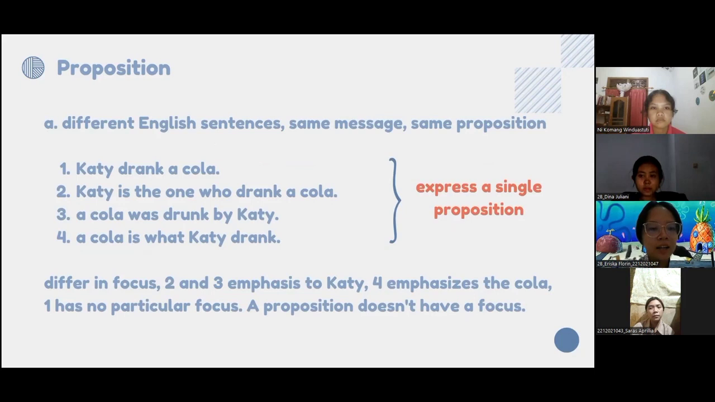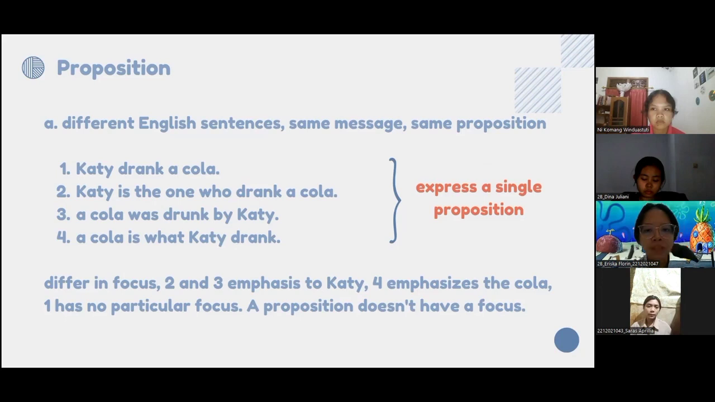Okay. For this next explanation, I have four sentences that convey the same message and express the same proposition. The first one is Katie drank a cola. The second one, Katie is the one who drank a cola. The third is a cola was drunk by Katie. And the fourth is a cola is what Katie drank. These four sentences express a single and the same proposition.